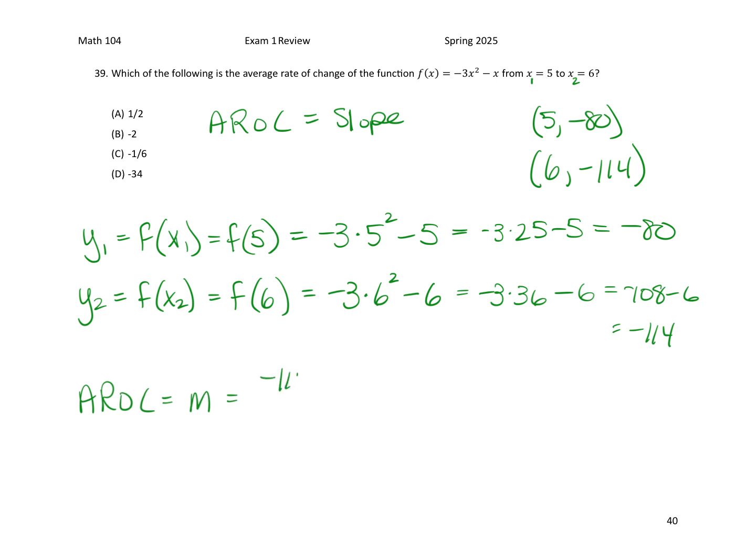So I'm going to do negative 114 minus negative 80 over 6 minus 5. Okay, so negative 114 plus 80, that's the same thing as doing 114 minus 80 and making it negative. So 114 minus 80. So I'm going to count up from 80 to 114 to get the difference. So I get 90, 100, 110, and 4 more makes 114. So 34. So this is negative 34 over 1, which is negative 34, option D.